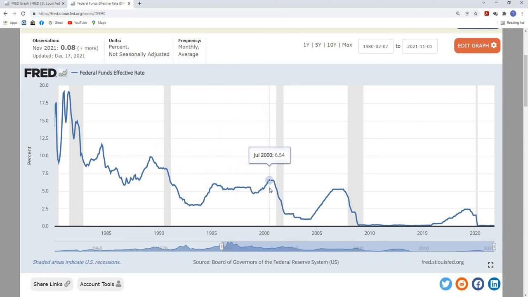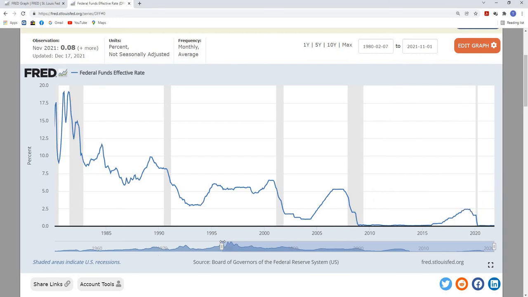And here, in 2000, the federal funds rate only lifted to 6.55% or 6.54% before there was a recession in 2001. And then in 2006, the federal funds rate could only lift up to 5.25% before once again we entered a recession in late 2007, early 2008.